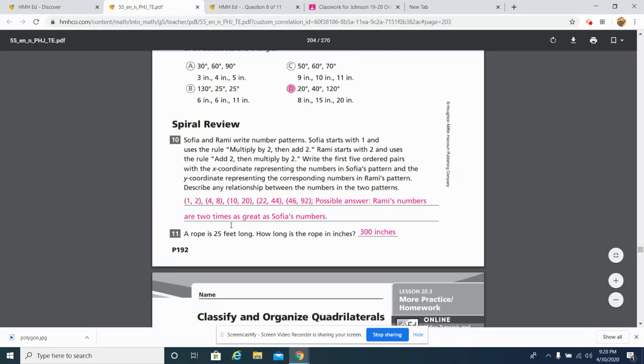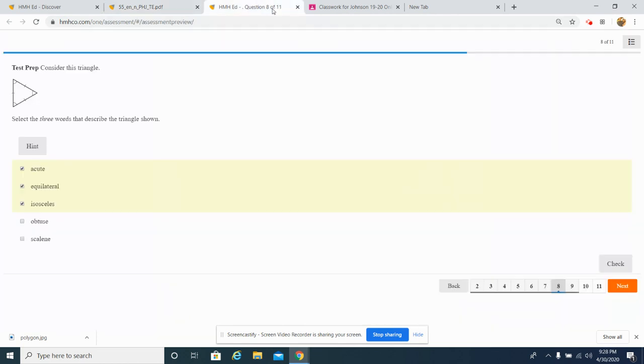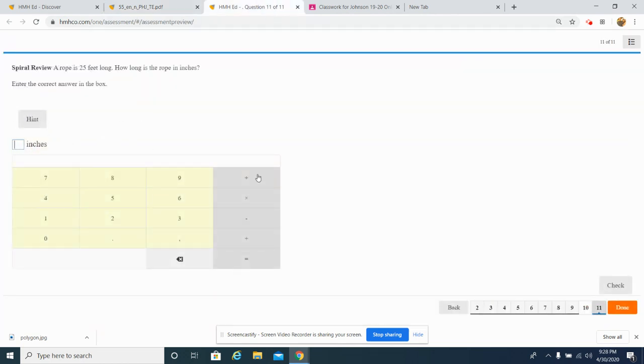There's your possible answers. And then a rope is 25 feet long. How long is the rope in inches? There it is. All right, I'm going to come back here. What did we say it was? 300 inches. All right, good job, guys.